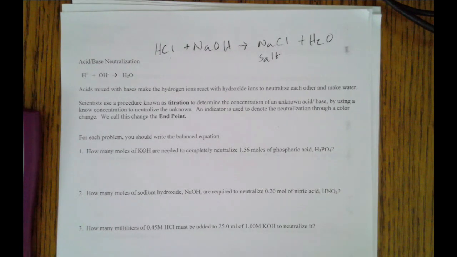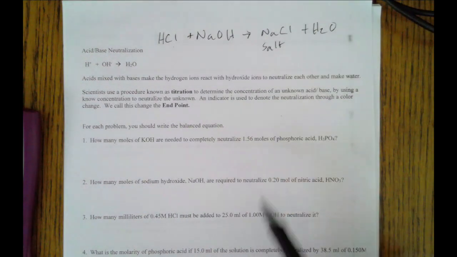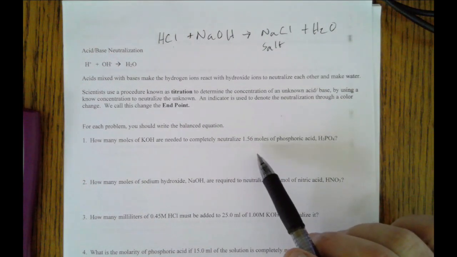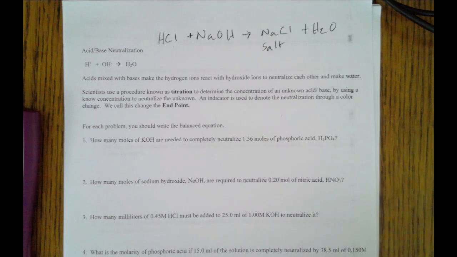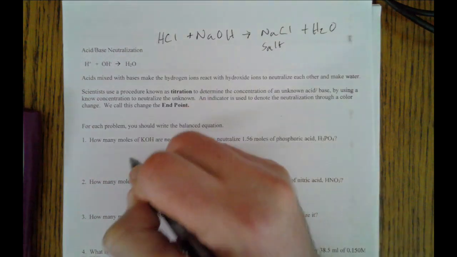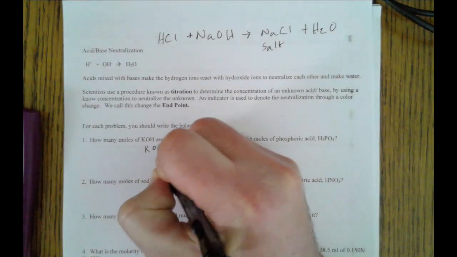Quite simple. So if we take a look, when you do this, you actually use what's called an indicator. And that indicator basically turns color at some point, which we call the endpoint. And then we can do our calculation based on that. So let's take a look here. How many moles of KOH are needed to completely neutralize 1.56 moles of phosphoric acid? So we want to start off by writing out a balanced equation.